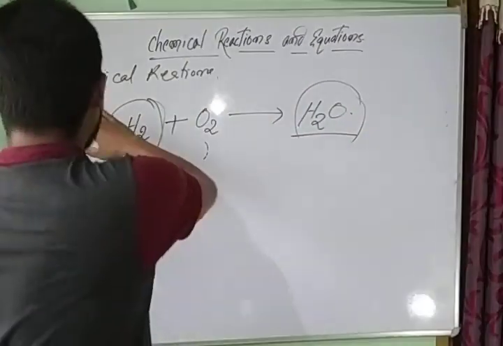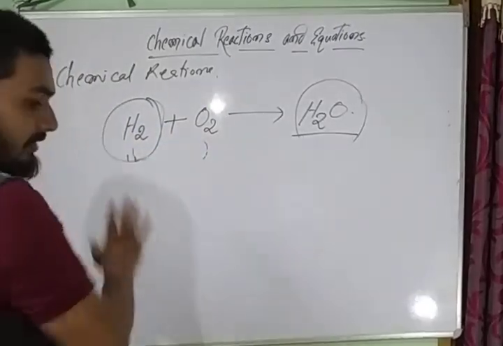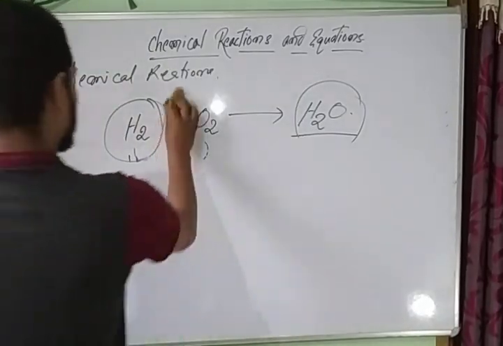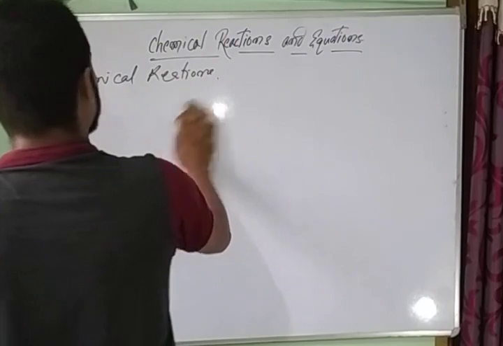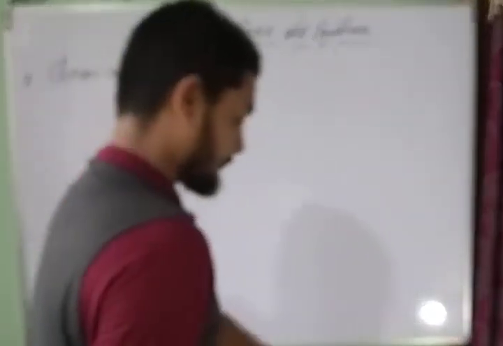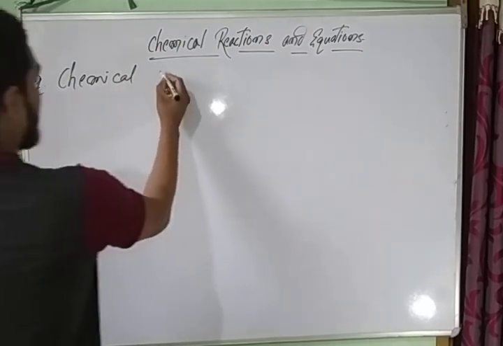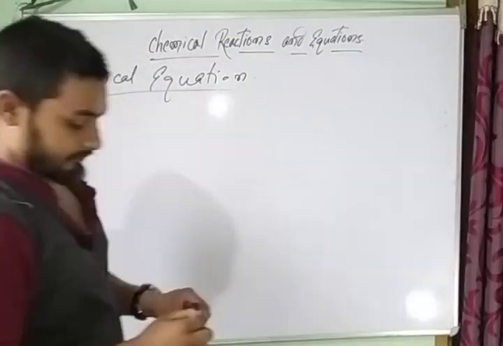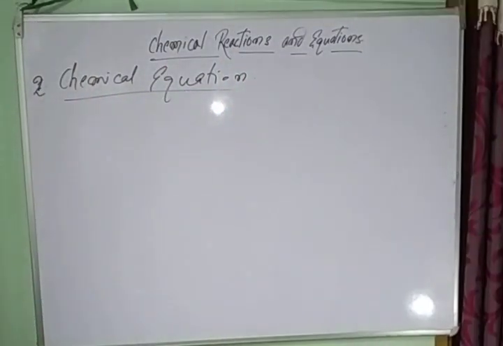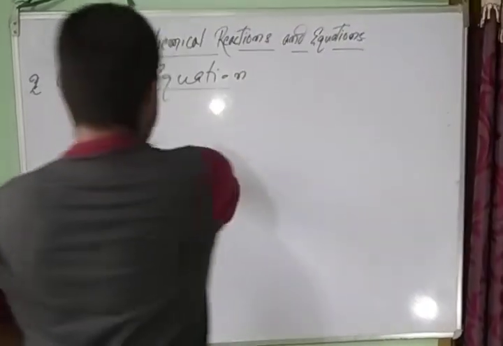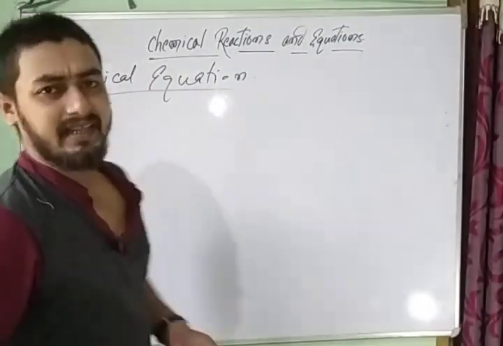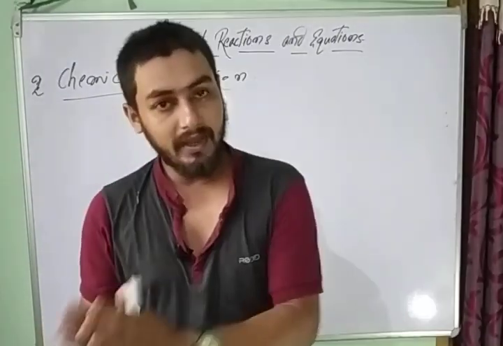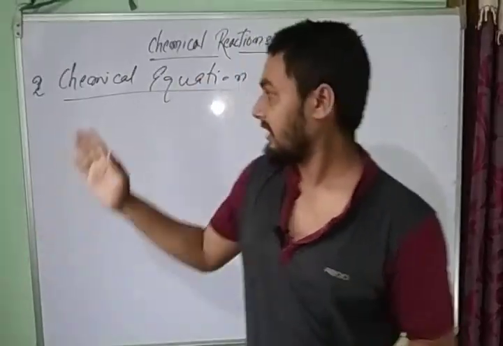And there are different types of chemical reactions, and we will discuss the types of chemical reactions after discussing the chemical equation. Chemical equation. So after chemical reaction, what is a chemical equation? Chemical equation is nothing but the representation of a chemical reaction. The way we represent a chemical reaction is the chemical equation.